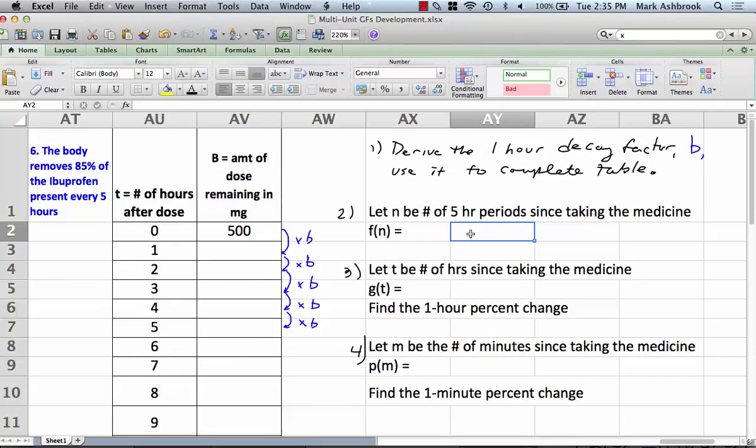Okay, let's actually start with number 2 because that's kind of the easier place to start. And then number 3 will take us back to number 1. So number 2, the f of n function. Jacob, did you get that? F of n equals 500 times 0.15 to the power of n. This is what he's offering up. Christian likes it.